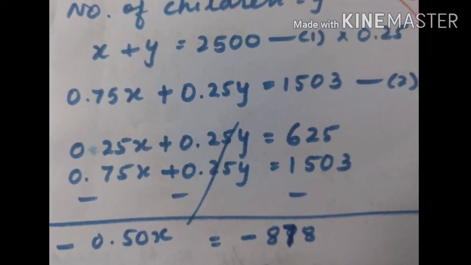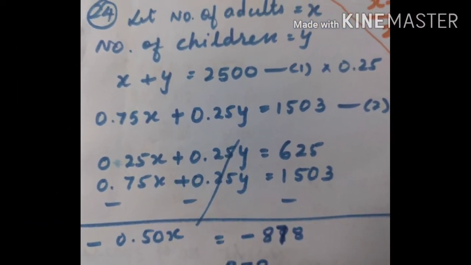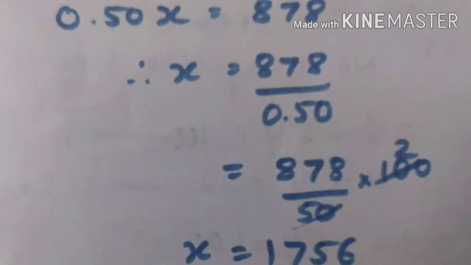Now dividing by this 0.50, x is equal to 878 upon 0.50. Now you can see I have converted this 0.50 into a fraction, so taking 100 upside and 5 twos are 100, so the x value we found is 1756.